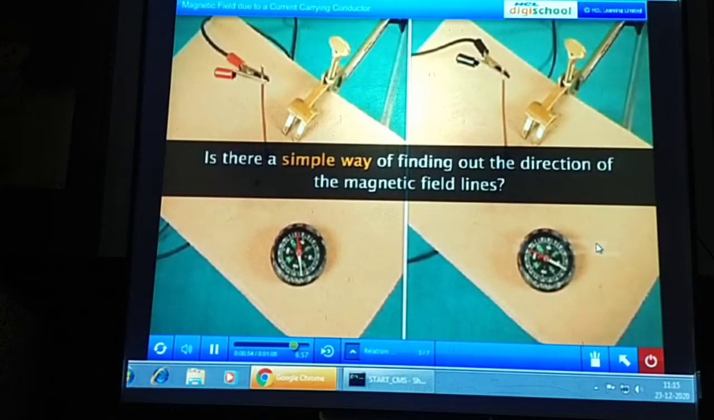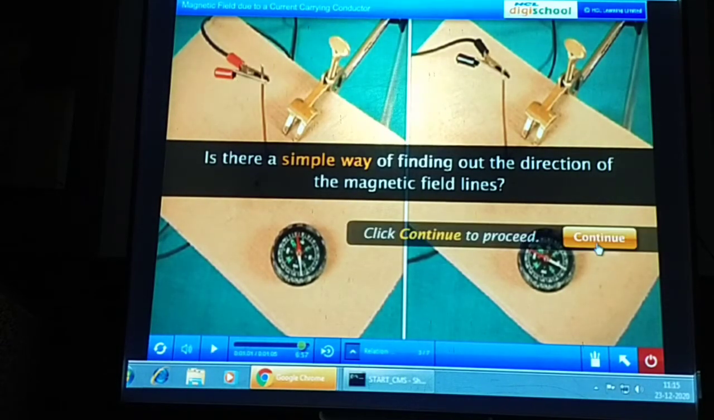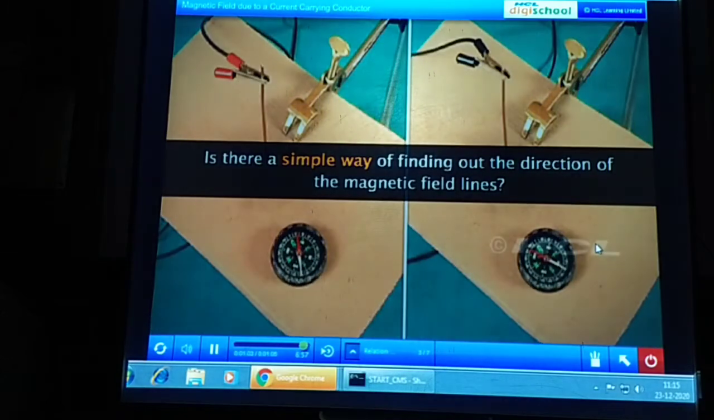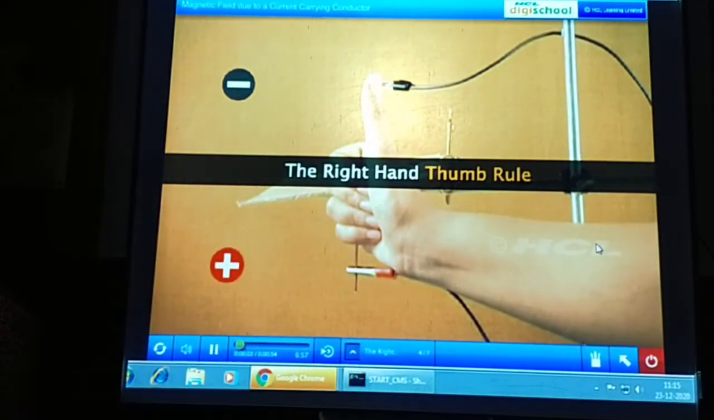Can you think of a simple way of finding out the direction of the magnetic field lines if you know the direction of the current flow? Is there a simple way of finding out the directions of magnetic field lines? Right hand thumb rule.